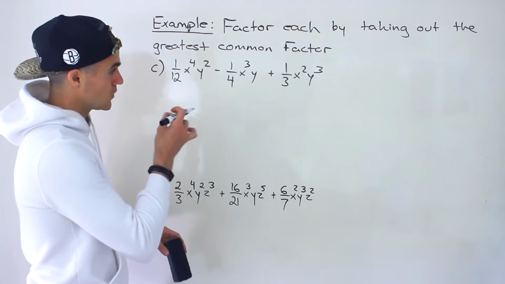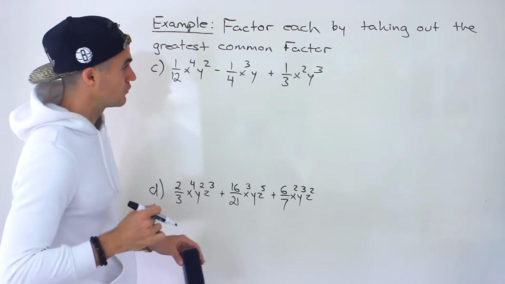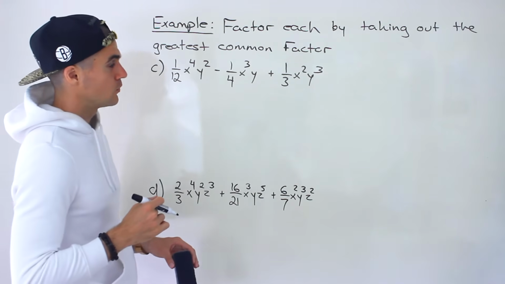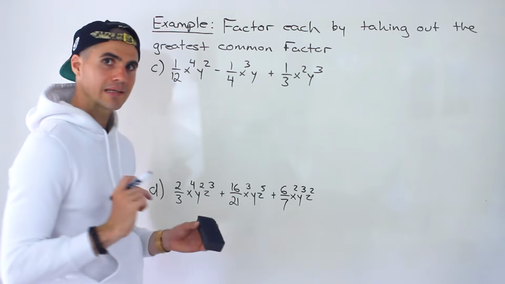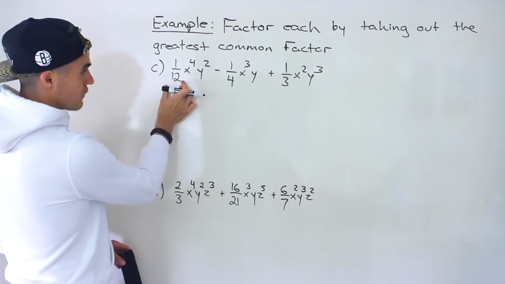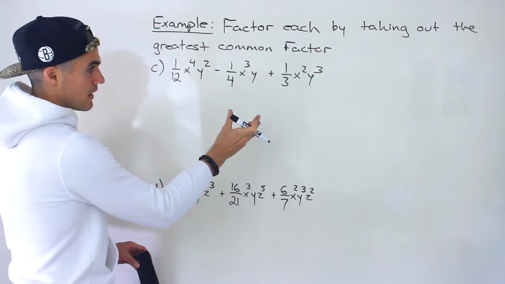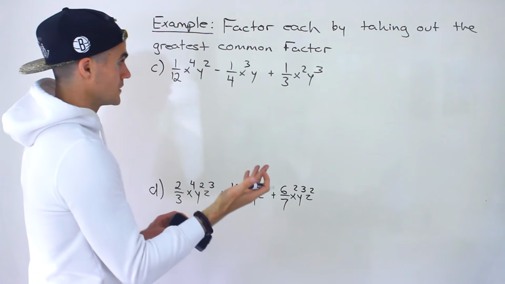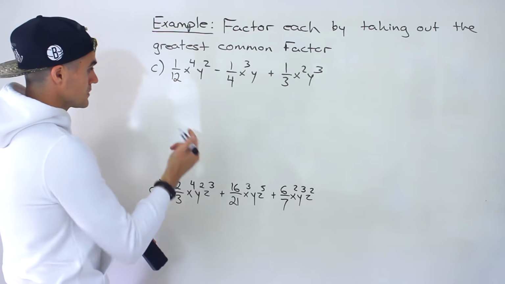Now moving on to part C, so we got 1 over 12 x to the 4 y to the 2 minus 1 over 4 x to the 3 y plus 1 over 3 x to the 2 y to the 3. So this one's going to be a little bit more complex, a lot more variables, but also if you notice the fractions in this case, they are not in a format where we have a common denominator. Okay, so that's the first thing we want to do.